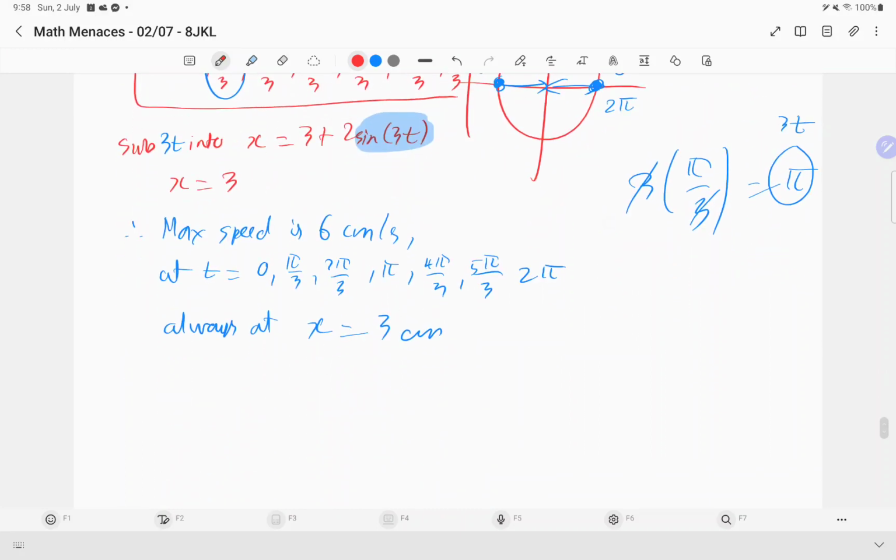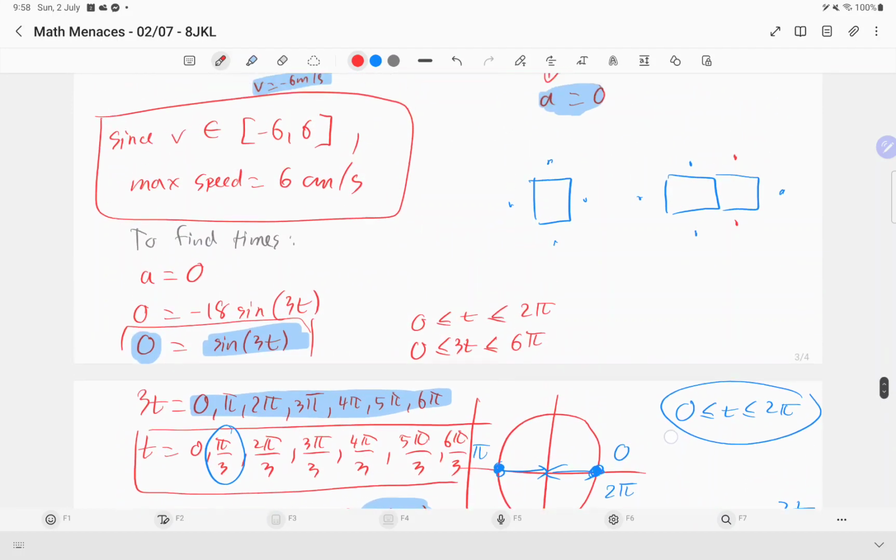Describe the motion of the particle. I'll just read the answer off for you guys. The particle starts at x equals 3 and oscillates between x equals 5 and x equals 1, 3 times. What's the maximum magnitude? Is that just the maximum magnitude of the acceleration? Is that what we just did?